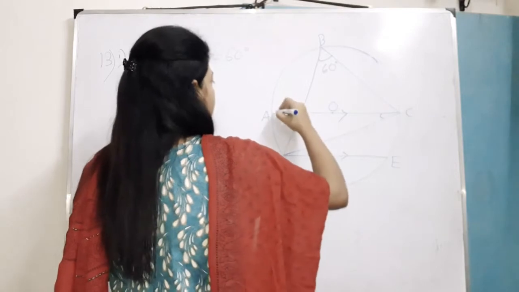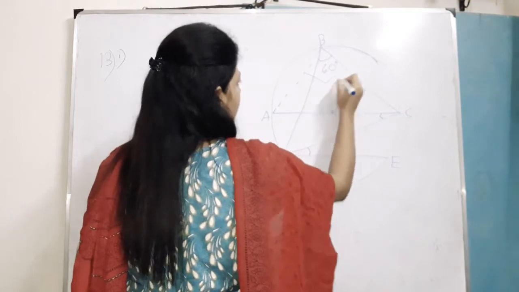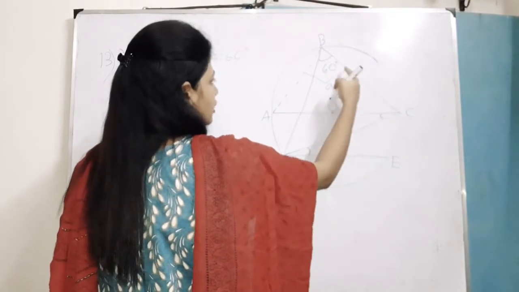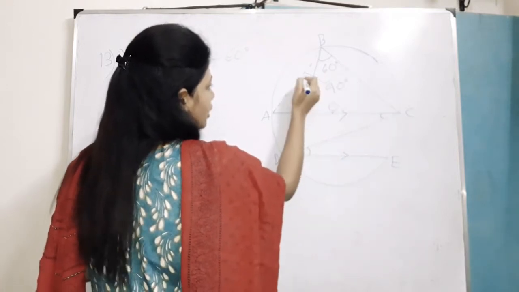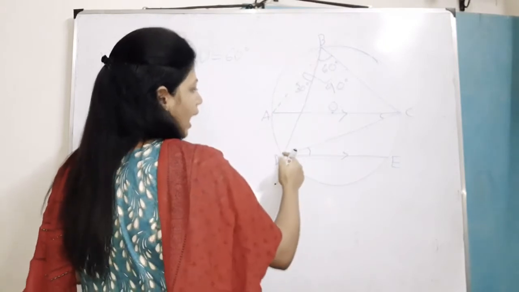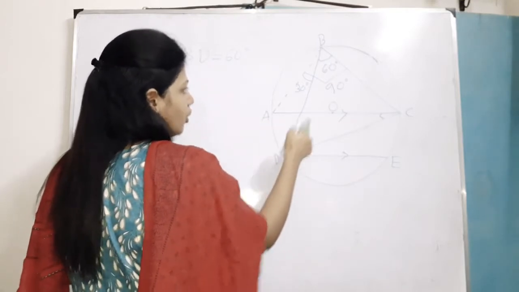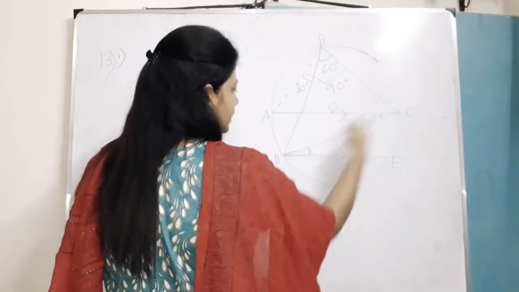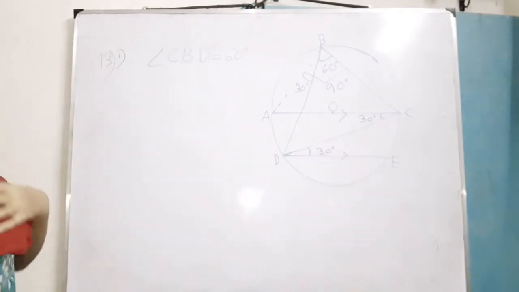Now one more thing, if I join AB, what is the angle here? 90 degree, because we know that semicircular angle is 90. So if the whole one is 90 and angle DBC equals 60, the smaller one will be 30 degree. Angle ABD and angle ACD both of them are lying on the same arc AD. So if this one is 30, that one will be also 30 degree. And if angle ACD is 30, angle CDE will be also 30 degree, because both of them are alternate angles.